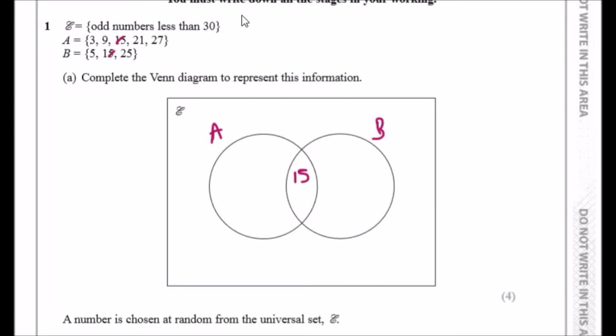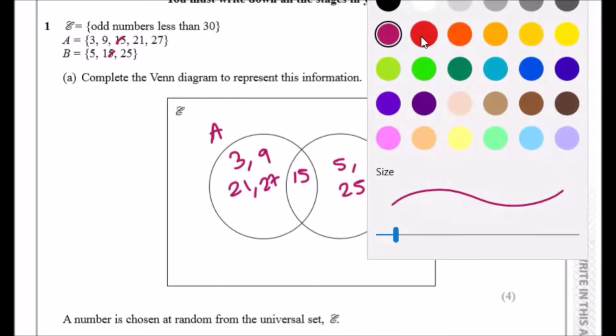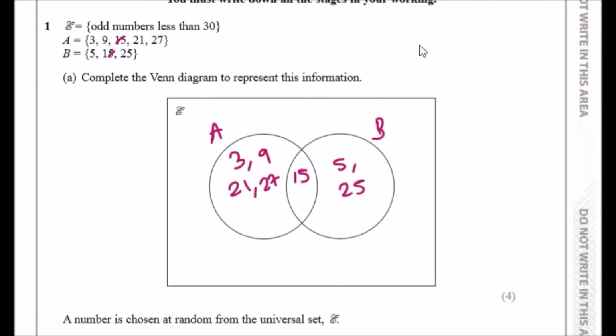Now what does A have exclusively? It has a 3 and a 9, a 21 and a 27. B has exclusively a 5 and a 25. So far so easy. Now for the outside part of the Venn, remember that everything in this entire spectrum must be an odd number less than 30. So let's put the numbers that weren't included. Let me change the color to red. Let's start from 1. Is there 1? Nope. 3, yep, it's checked out. 5 is checked out. 7, nope. 9 is checked out.